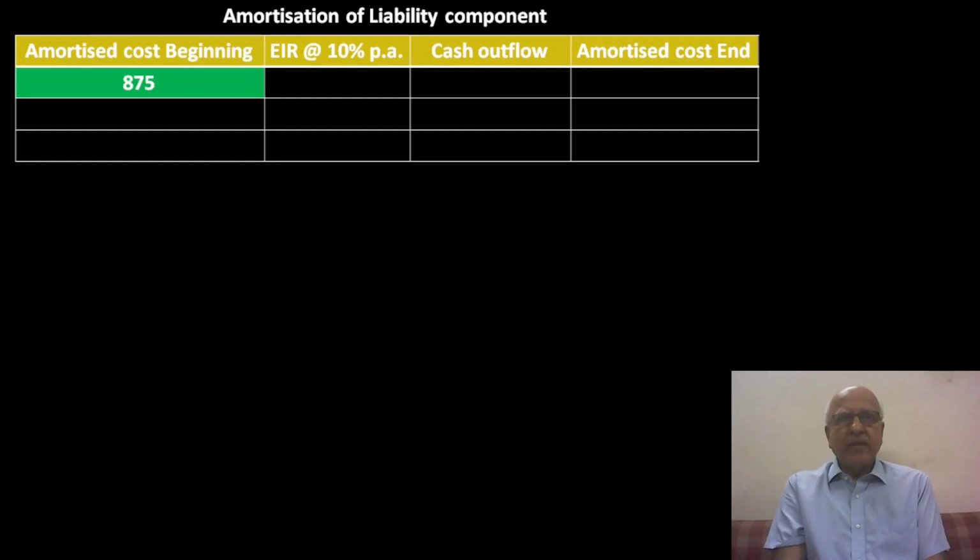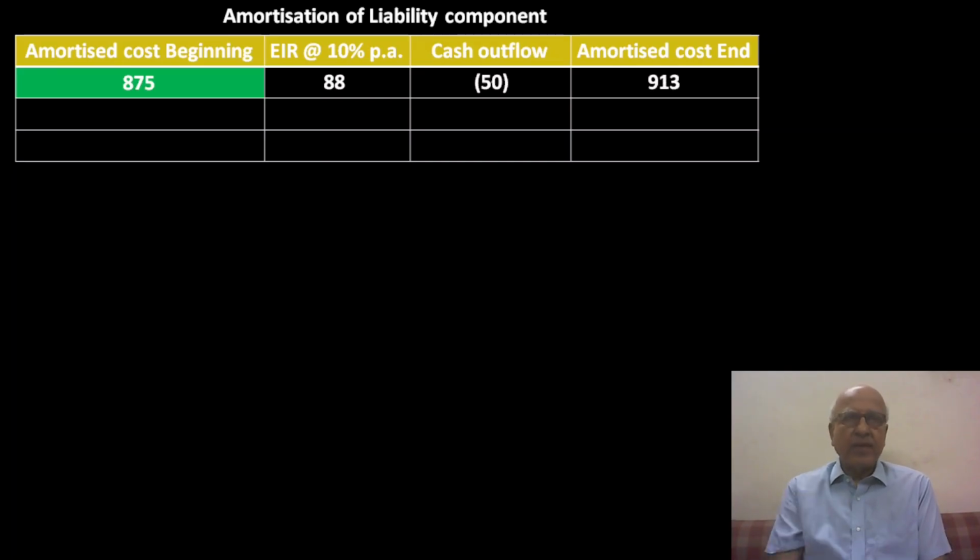Amortization of liability component. Now, 875 is the amortized cost at the beginning, that is on the date of issue, the present value of ultimate obligation. What is the obligation? Obligation is 1000 rupees after the end of 3 years. How do you work it out? The initial carrying amount is added with the interest element. Effective interest we have worked out, 10% on 875, that is 88. Amount of interest paid is 50. So closing balance is 913.